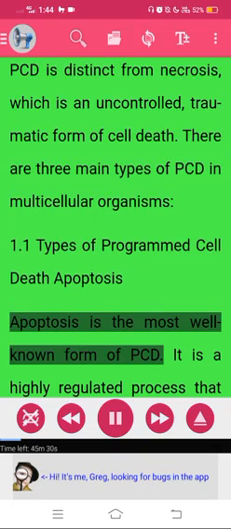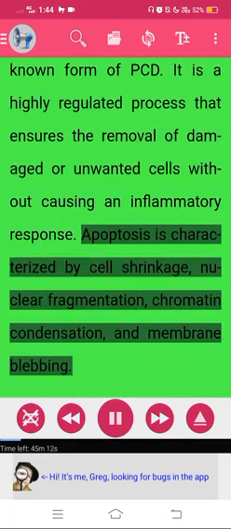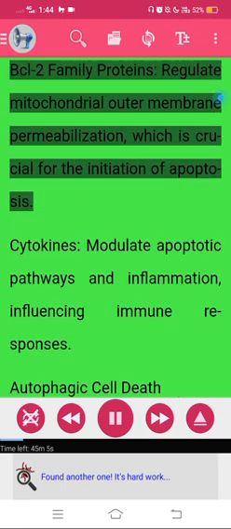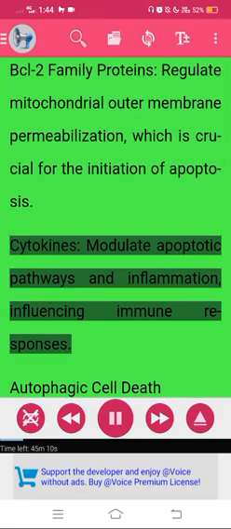Apoptosis. Apoptosis is the most well-known form of PCD. It is a highly regulated process that ensures the removal of damaged or unwanted cells without causing an inflammatory response. Apoptosis is characterized by cell shrinkage, nuclear fragmentation, chromatin condensation, and membrane blebbing. Key regulators: caspases, proteases that play a central role in apoptosis by cleaving cellular proteins and triggering the dismantling of the cell. BCL2 family proteins regulate mitochondrial outer membrane permeabilization, which is crucial for the initiation of apoptosis. Cytokines modulate apoptotic pathways and inflammation, influencing immune responses.